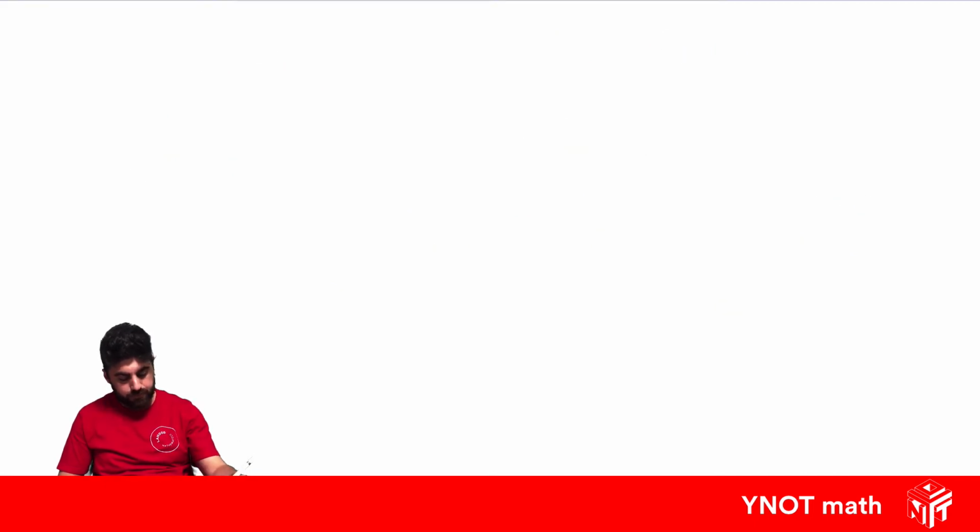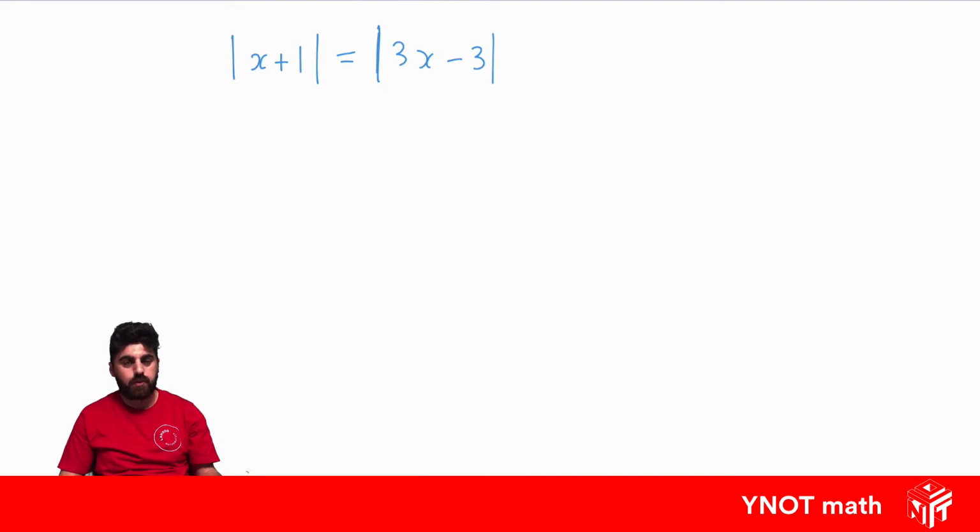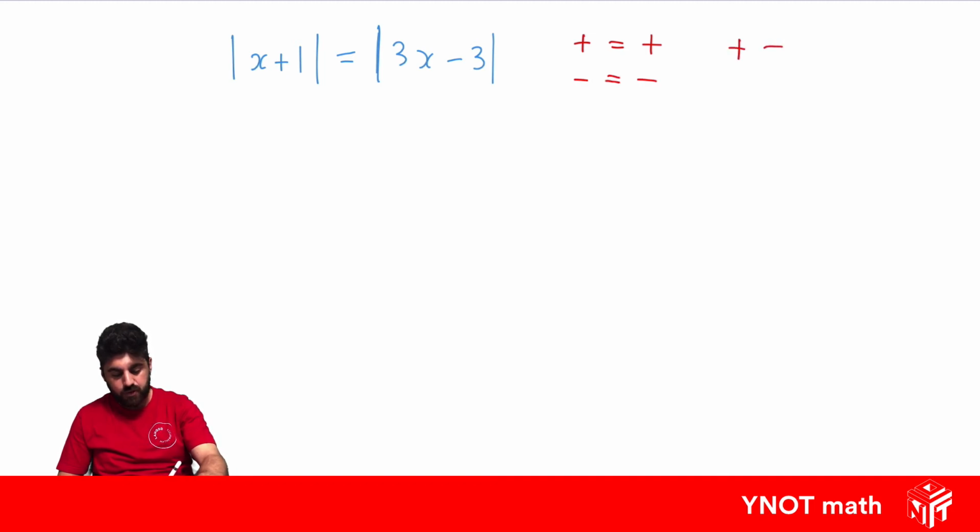Let's look at one more example. This time we have the absolute value of x plus 1 equaling the absolute value of 3x minus 3. Well, remember, for absolute values we have two cases, one where the absolute values could be positive or negative. But because we have two here, we have four cases to consider. One where the first absolute value is positive and the other absolute value is positive. One where the first one was negative and the second one was negative. One where the first one's positive and the second one's negative. Or one where the first one's negative and the second one's positive.